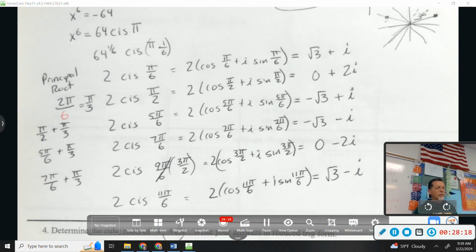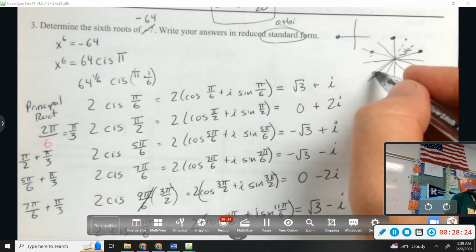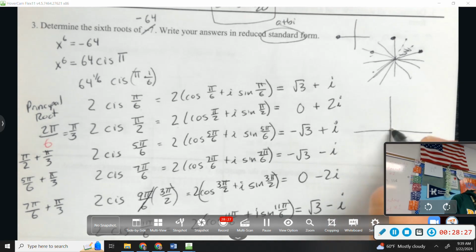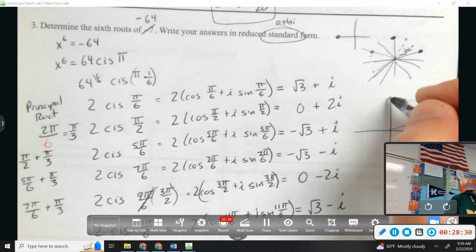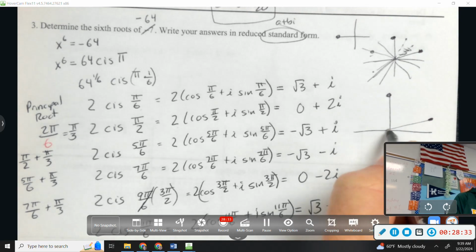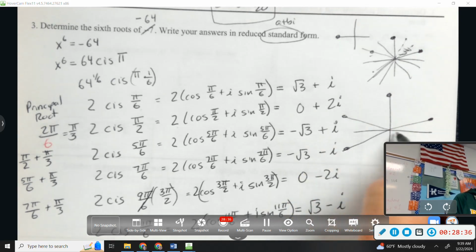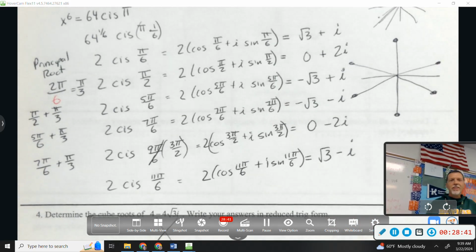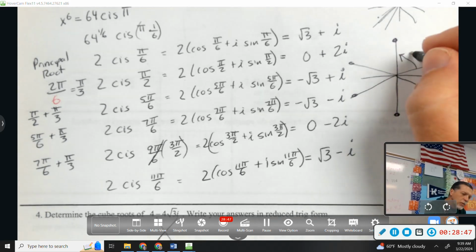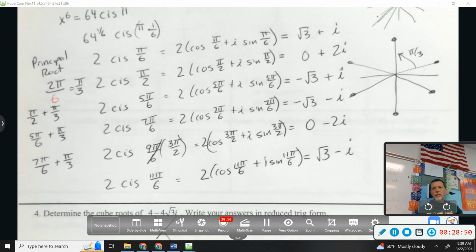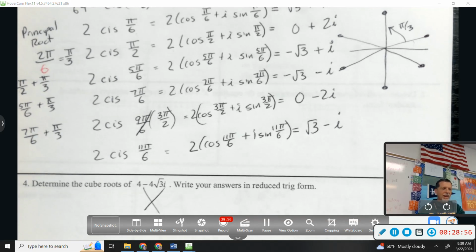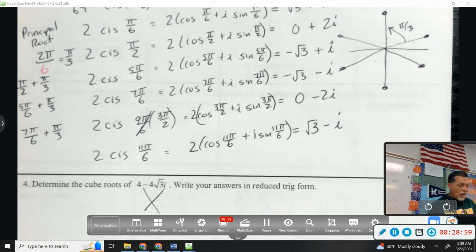I don't like doing standard form. It's so tedious and you lose sight of, in trig form it's nice because you can easily see there was a pi over 6 answer, a pi over 2 answer, 5 pi over 6, 7 pi over 6, 3 pi over 2, and 11 pi over 6. Got this nice little snowflake looking thing there because they're equally spaced. The first one is pi over 6 and the rest were pi over 3 apart. So, kind of crazy that you can solve this.